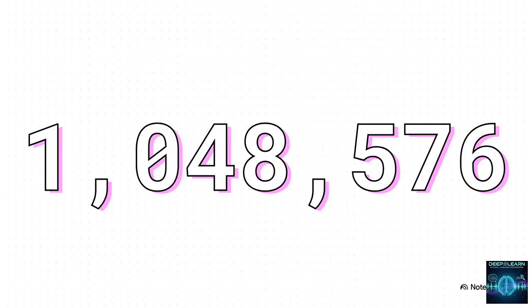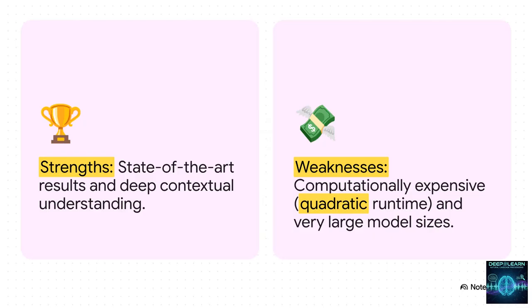Just to give you a sense of the scale we're dealing with here, look at this number: over 1 million. That's how many different knobs and dials, or parameters, can be in just one single multi-head attention layer. And a real model? It stacks dozens of these layers, leading to models with billions of parameters. It's just massive. And that brings us to the main trade-off: performance versus cost.